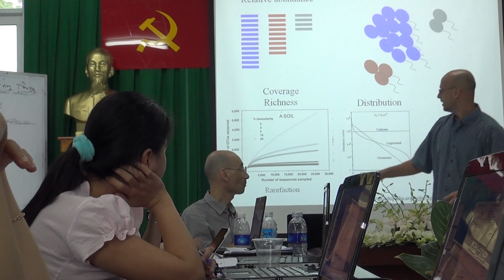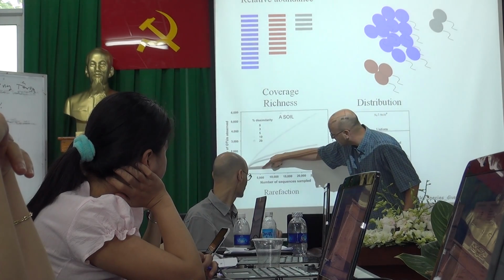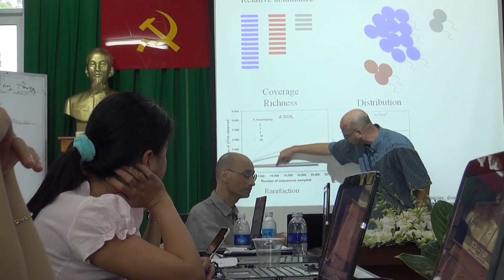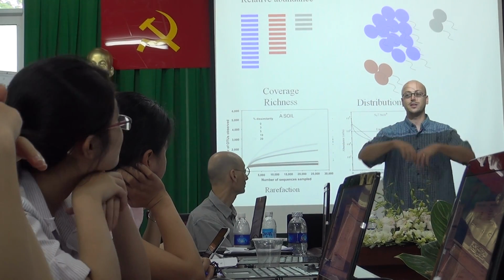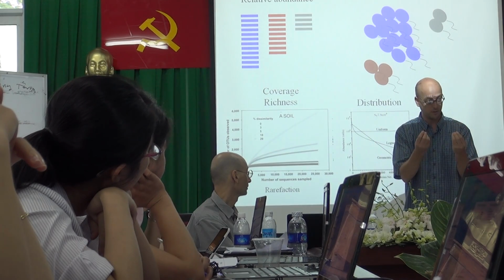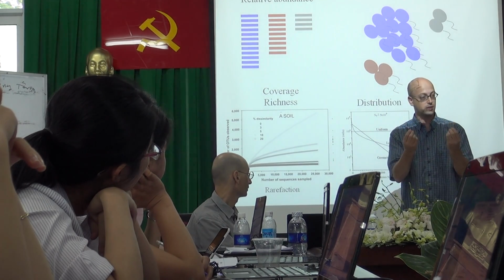100. In 5,000 sequences, it's 500. Here it's 100. Here is 100. If I do more, I will not get more than 100. So I have the real diversity.